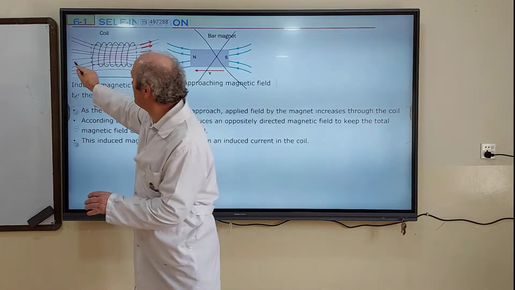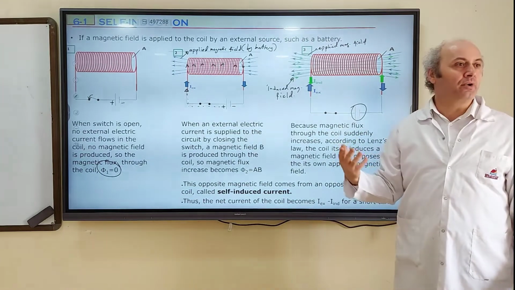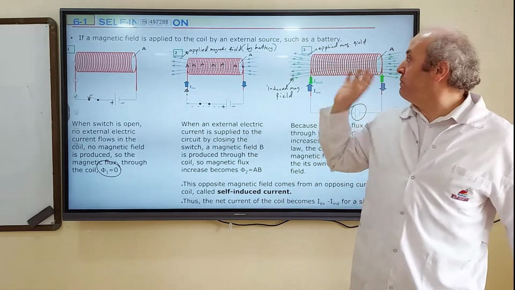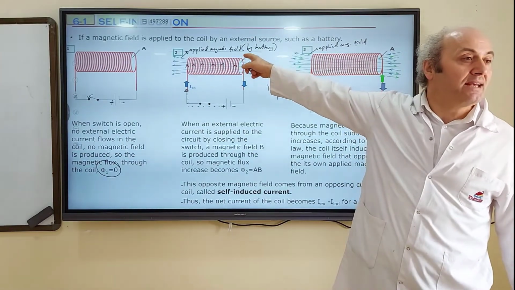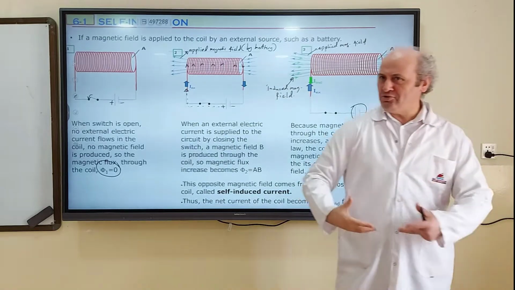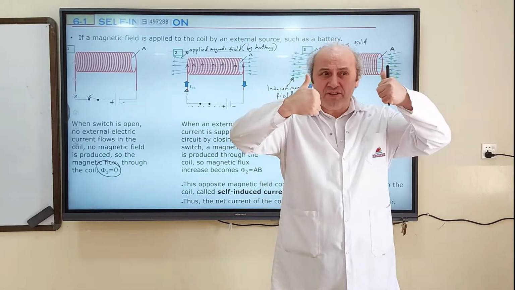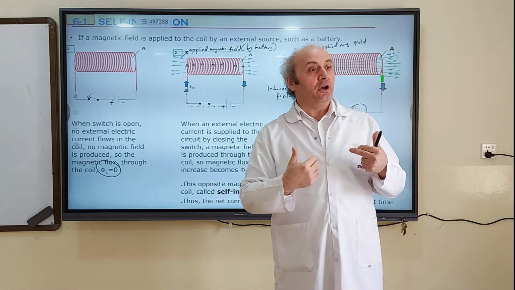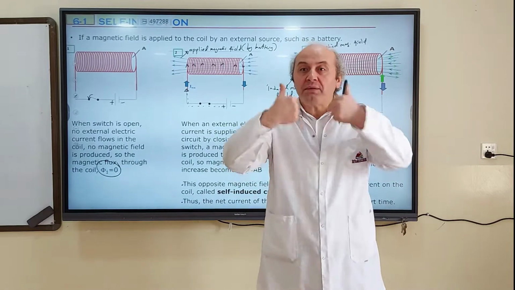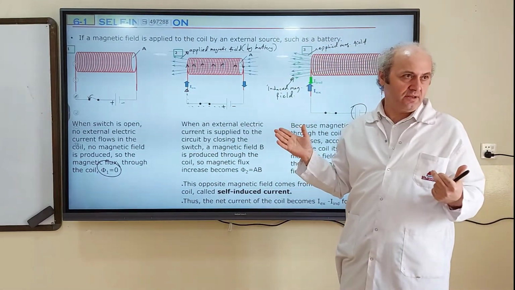But in self-induction, what happened now? Both are produced by the coil. Because both magnetic fields are produced by the coil, this event is known as self-induction. The coil produces an increasing applied magnetic field itself, then it reacts to its own increasing applied magnetic field and produces an induced magnetic field.